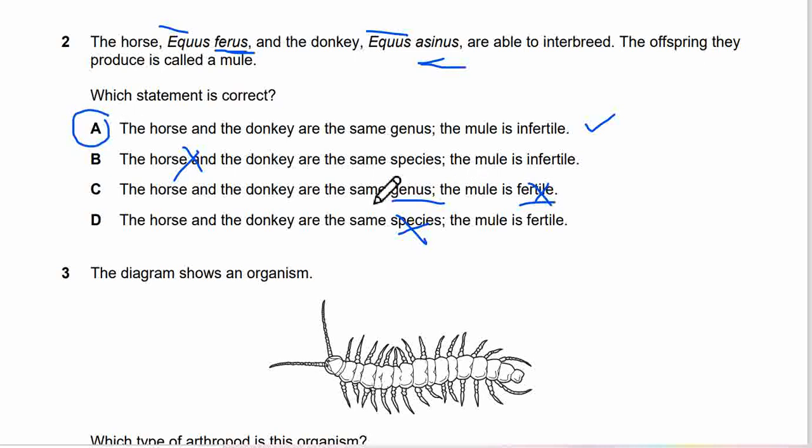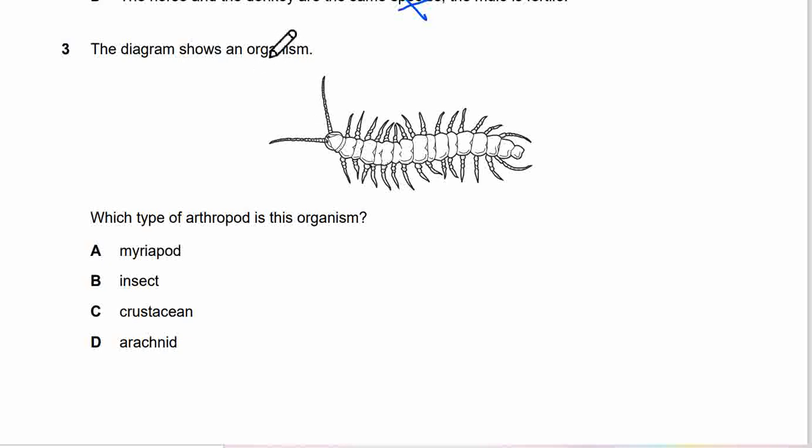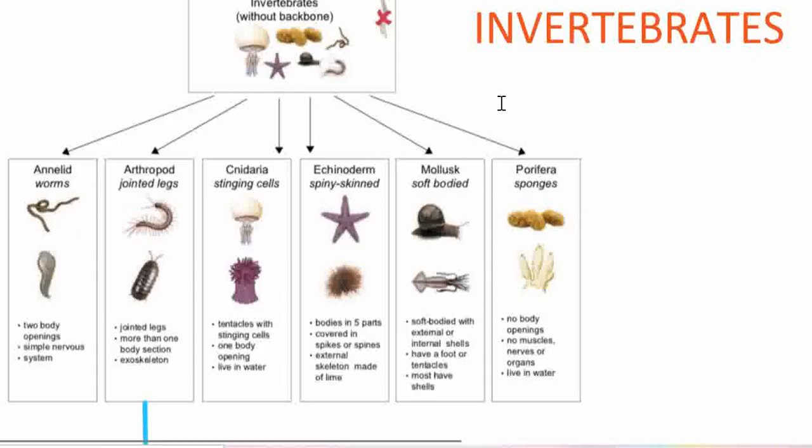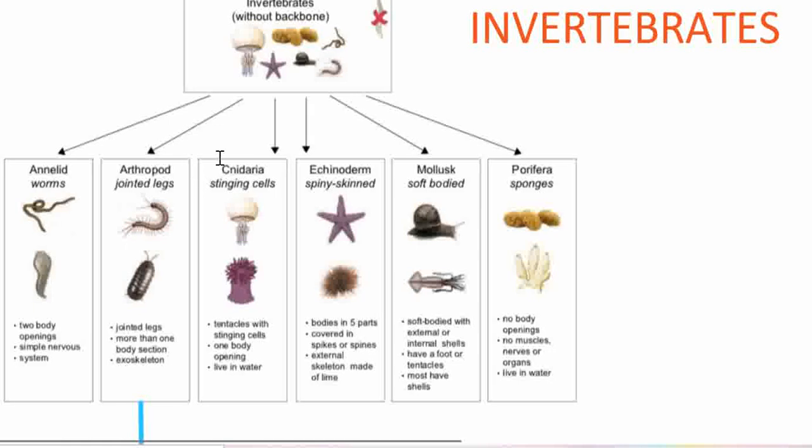Let's move on to question number 3. The diagram shows an organism. Which type of arthropod is this organism? Let's check about arthropods. So keep in mind, we have myriapod, insect, crustacean, and arachnid to choose. As we know, arthropod is one section of invertebrate. There are 1, 2, 3, 4, 5, 6 groups.